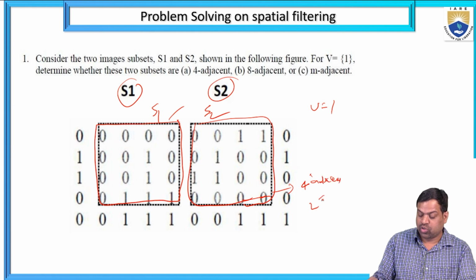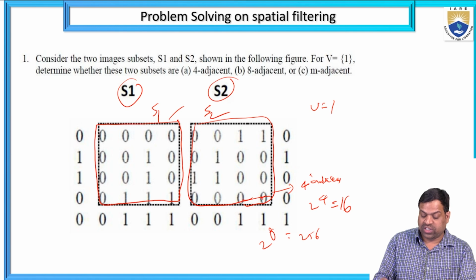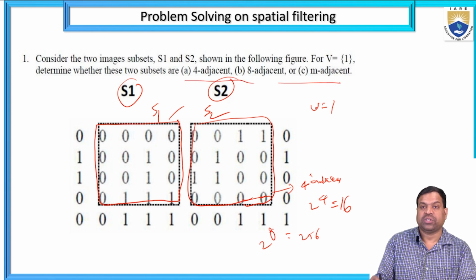4 adjacent means 2 power 4, equal to 16. 2 power 8 adjacent means 256 values are there. Okay, so here I am taking the 4 adjacent, that means if I am taking the middle, how many adjacent values are there? 4 adjacent and 8 adjacent, M adjacent.